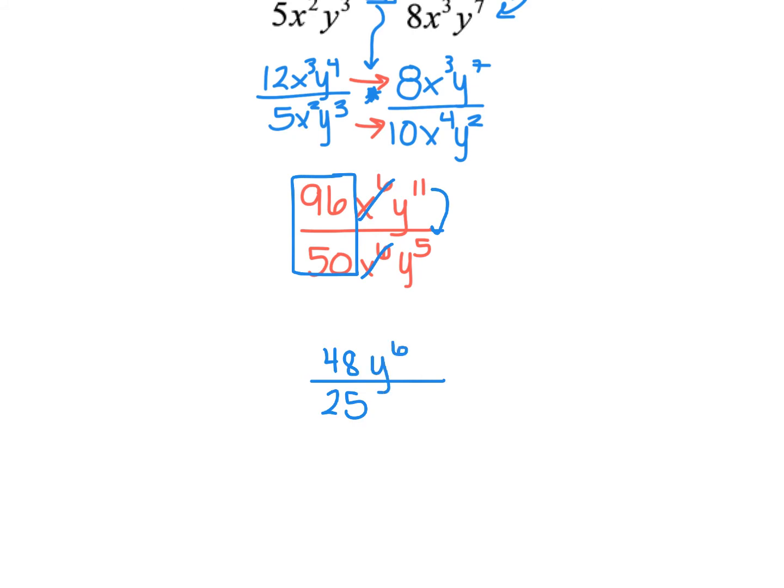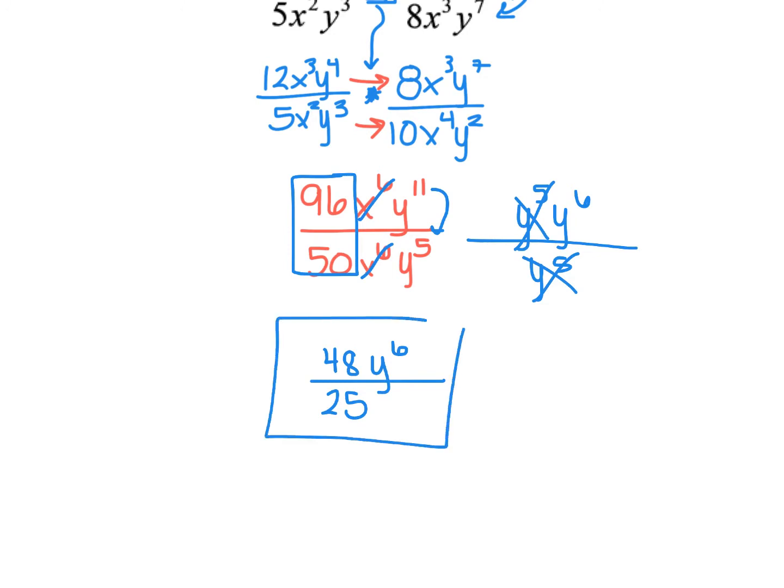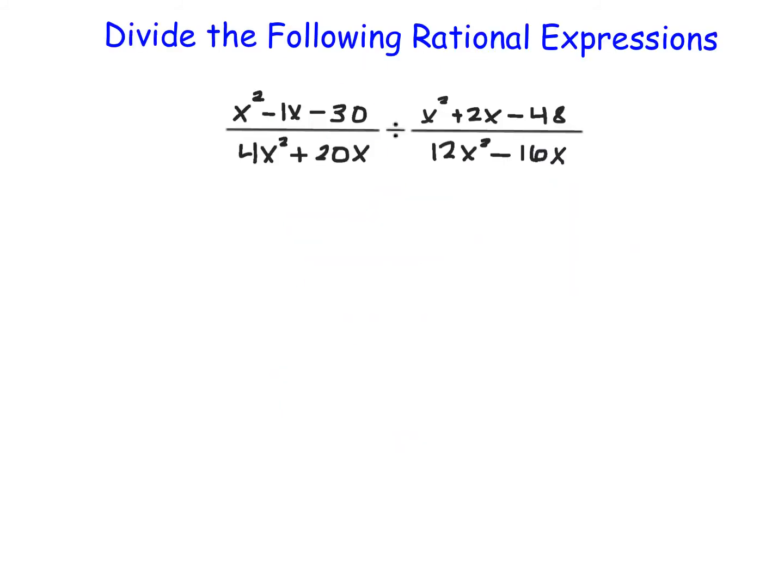The other way you can write this out, if you would like, is you can write the y to the 11th out as y to the 5th times y to the 6th, so you would have that instead for the y's, and then you would see the y to the 5ths cancel, and we're left with y to the 6th in our numerator. Regardless of the strategy that you like to use, our final answer will be 48 y to the 6th over 25. So let's take a look at one more example here. So here I notice that I have a division problem.